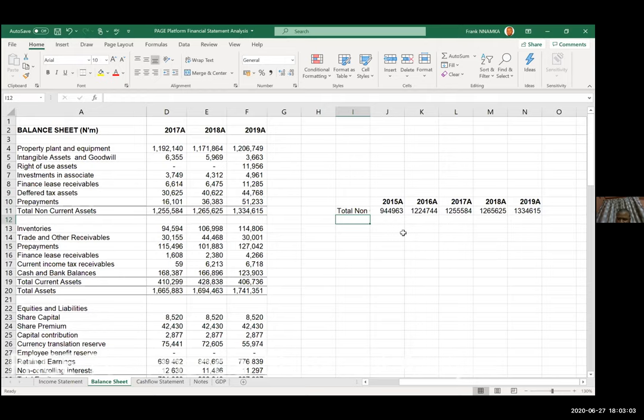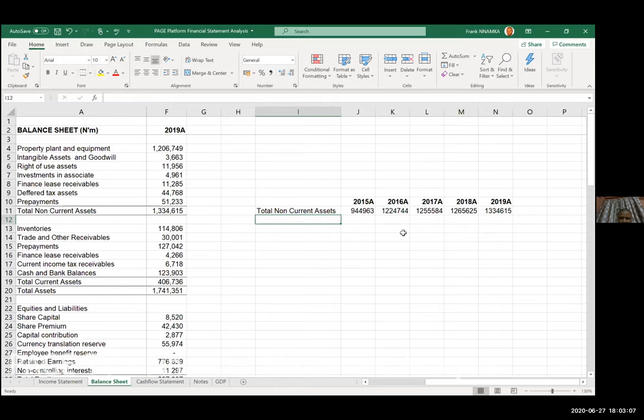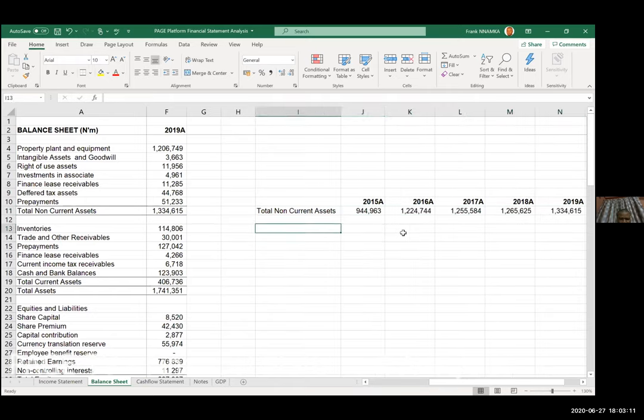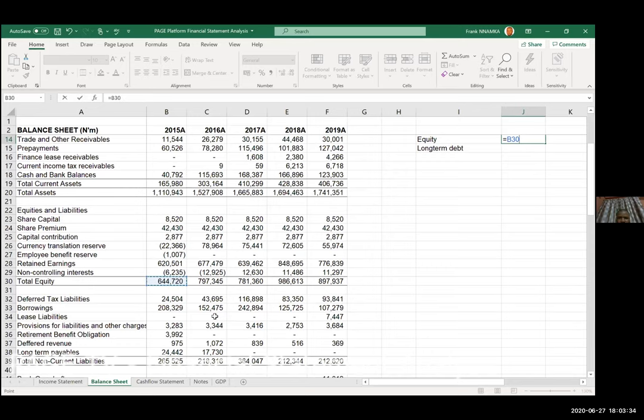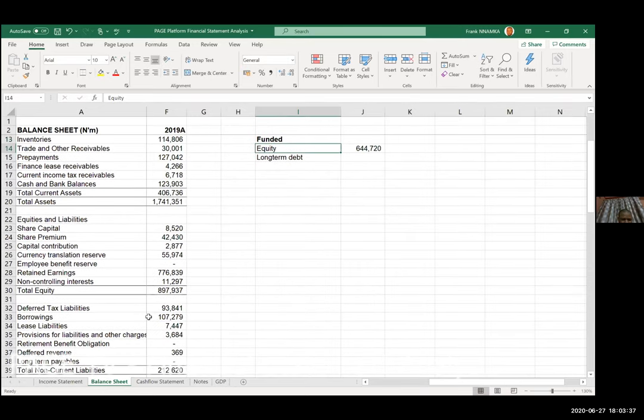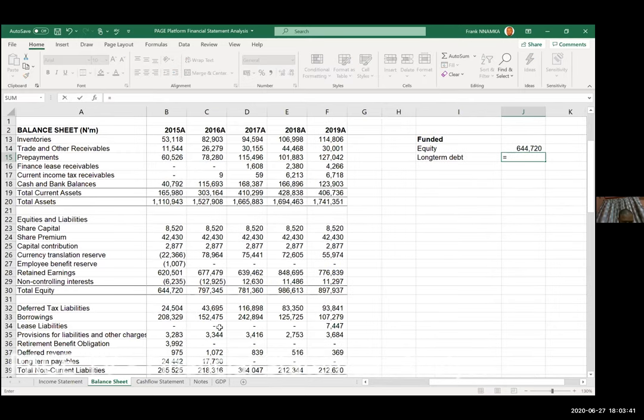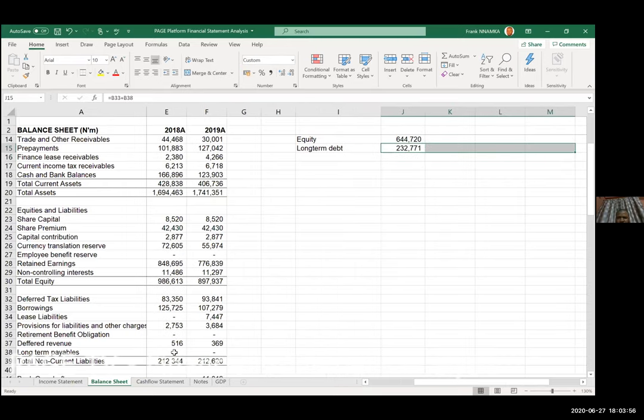Non-current, we have non-current here, right? So this non-current normally should be funded by equity and long-term debt. So what is the shareholders' equity here? This is a way you can assess the funding need of a business. Long-term debt should be borrowings, non-current, which is here. Borrowings plus long-term payables, you can add this. This is long-term in nature.